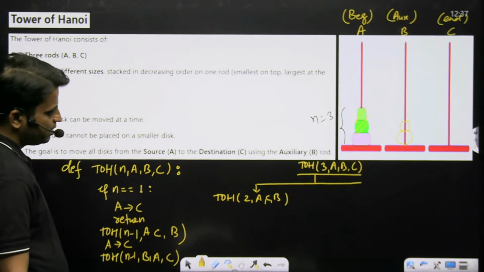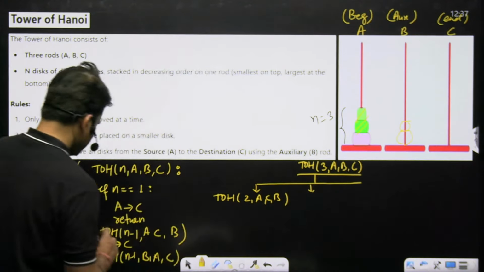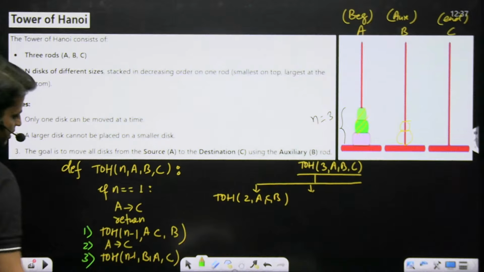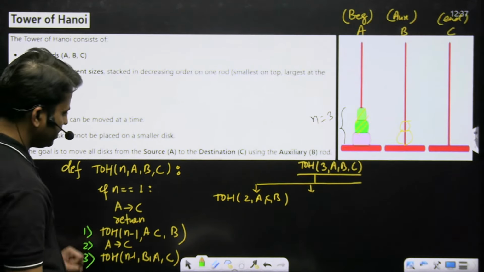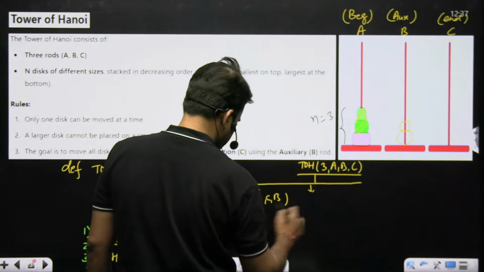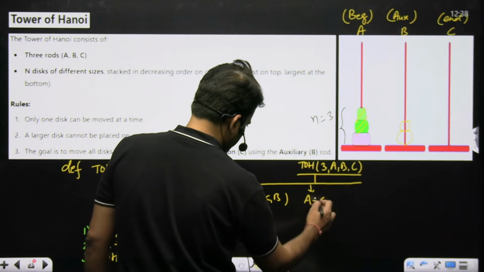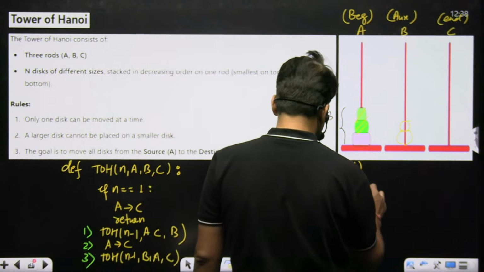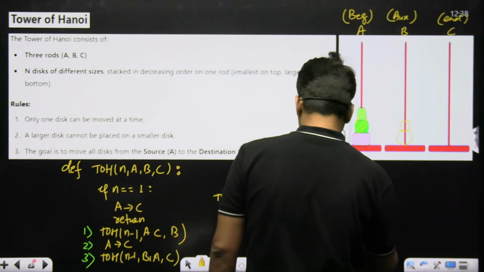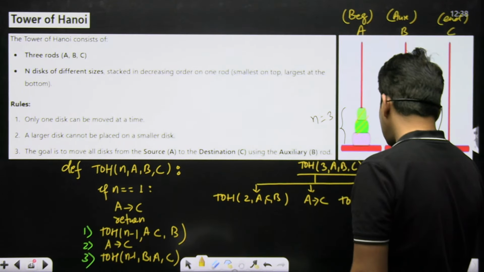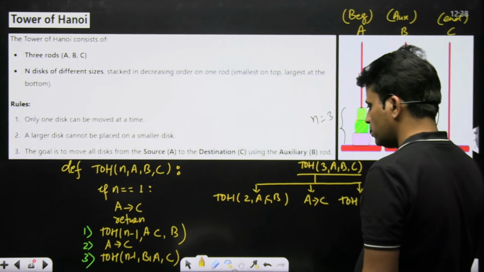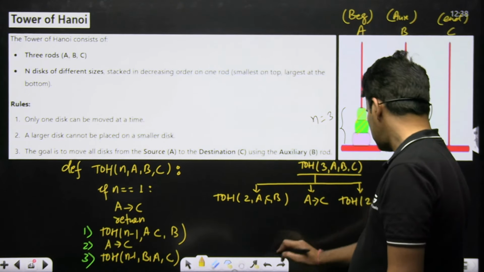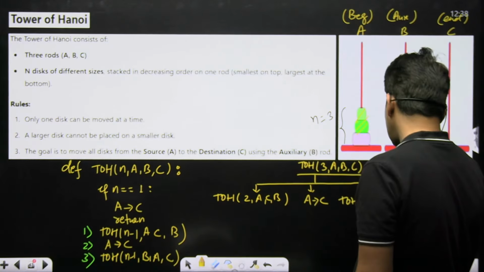A, C, B. This is line number 1, then 2 and 3. So line number 1 is executed. Line number 2 says move A to C. And line number 3, Tower of Hanoi n minus 1 disks: the 2 disks that you have transferred to B, you have to transfer to C finally.